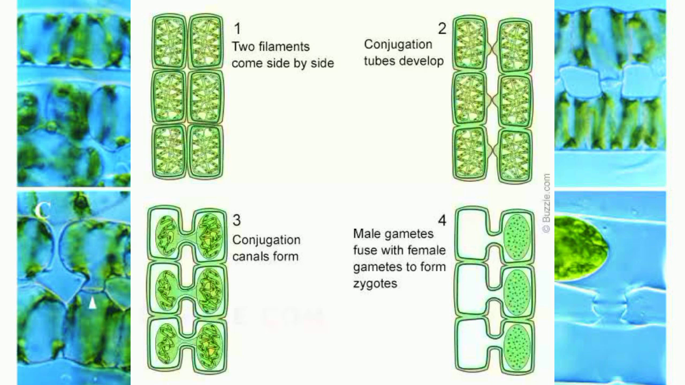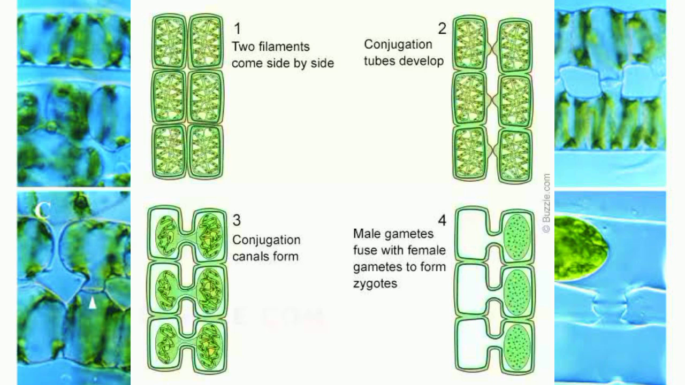Lateral outgrowths start to develop opposite each other from opposite cells in the two filaments. The outgrowths meet and the separating wall dissolves to form a continuous channel called the conjugation tube. Meanwhile, the cytoplasm of each cell shrinks away from the cell wall and rounds up to form a gamete. One of the gametes, regarded as the male gamete, migrates through the conjugation tube into the other cell.